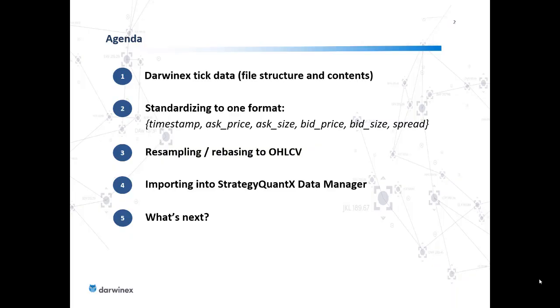So we've gone through the file structure and the contents. We described how to interpret what we see in each raw file, how to standardize it to one format using the function provided in the Python script. Resampling and rebasing to OHLC data is possible within that same function.